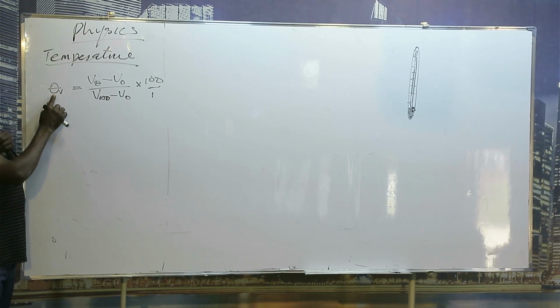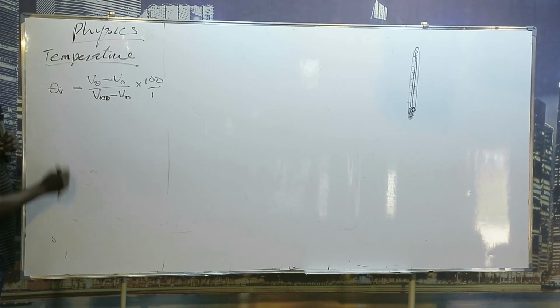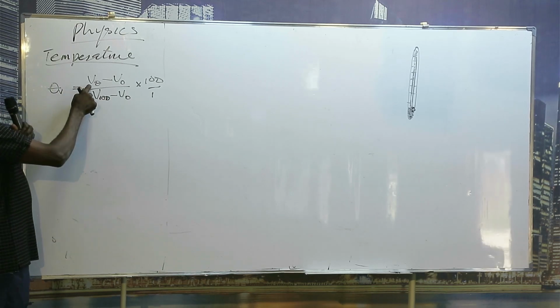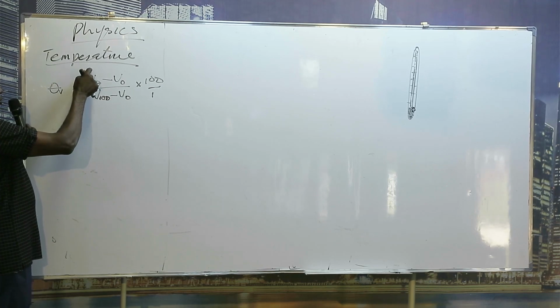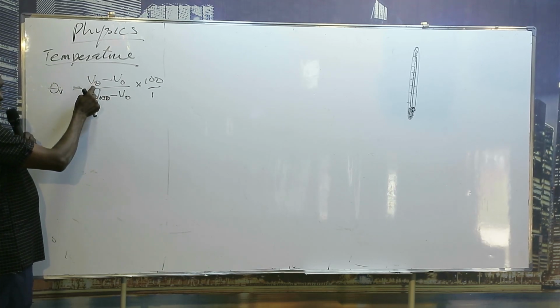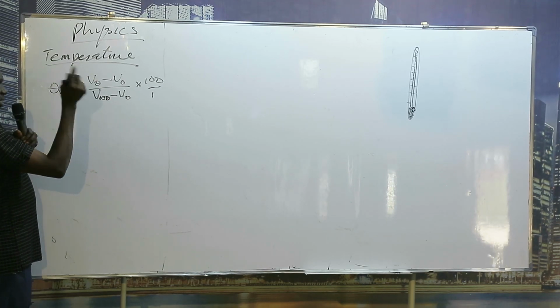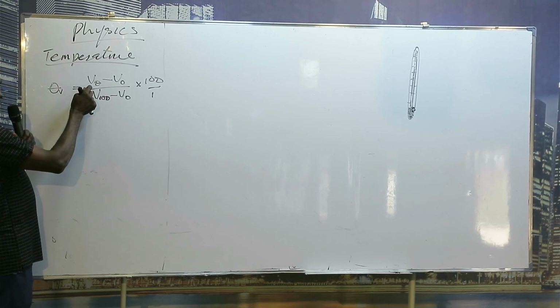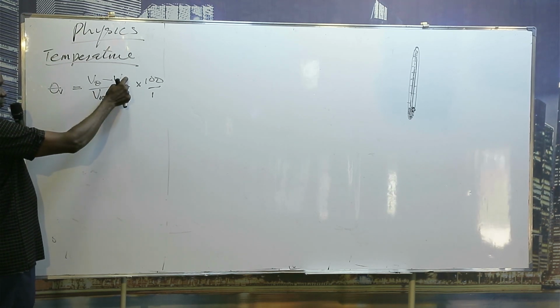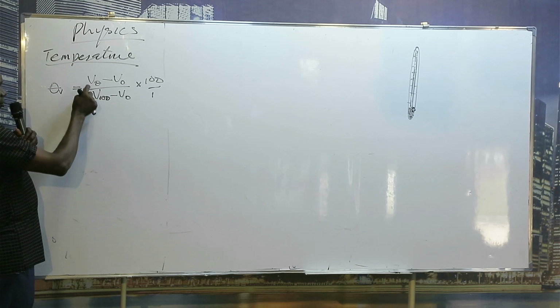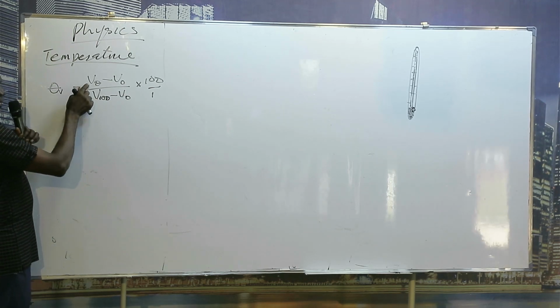What is this? Temperature due to change in volume. But what is this? Volume due to change in temperature. So whenever they ask you a question, this is the main one you look for, because they will give you V0 and V100, and you look for this. So this is volume due to change in temperature.